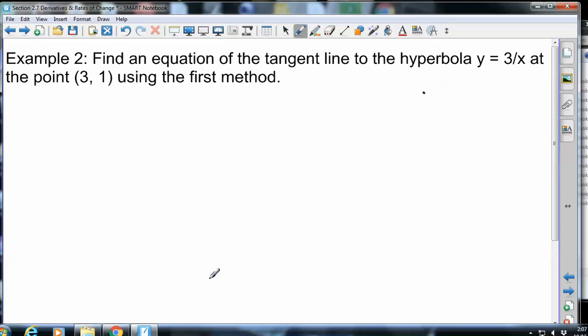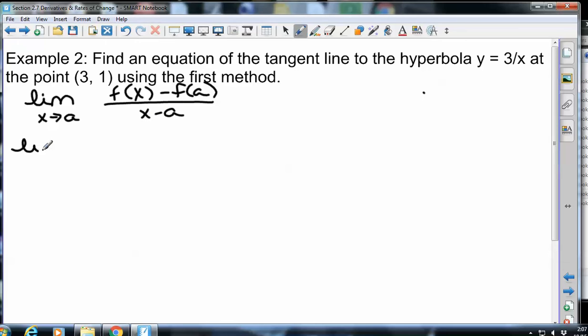Let's do the same problem, but we're going to do the other method just so you can see the difference between them. So the first method was doing the limit as x approached a of f of x minus f of a over x minus a. So we would have the limit as x approached 3 of f of x, so 3 over x, minus f of a, so 3 over 3, over x minus a, so x minus 3.